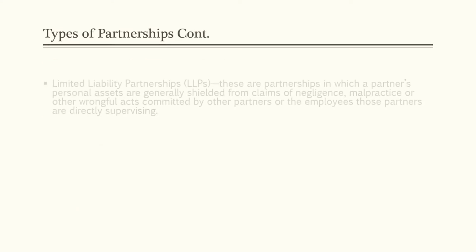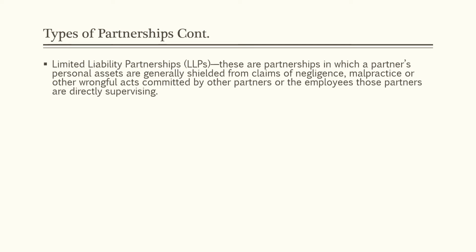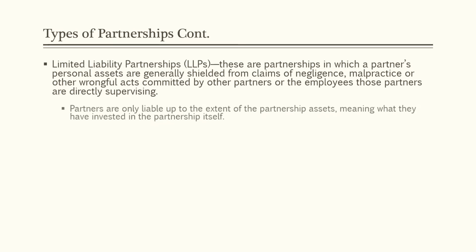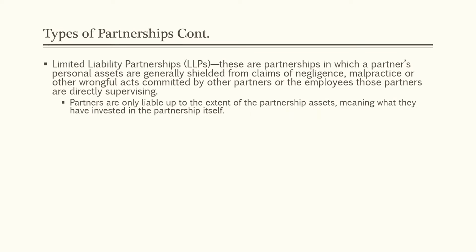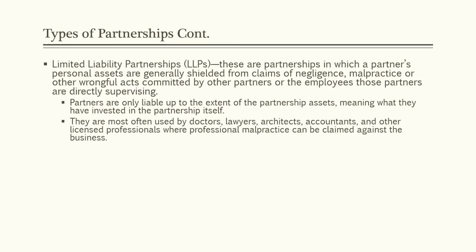The third type of partnership is the limited liability partnership, or LLP. These are partnerships in which a partner's personal assets are generally shielded from claims of negligence, malpractice, or other wrongful acts committed by other partners or the employees those partners are directly supervising. Partners are only liable up to the extent of the partnership assets, meaning what they have invested in the partnership itself. They are most often used by doctors, lawyers, architects, accountants, and other licensed professionals where professional malpractice can be claimed against the business. In fact, some states limit this form of partnership to professional businesses.